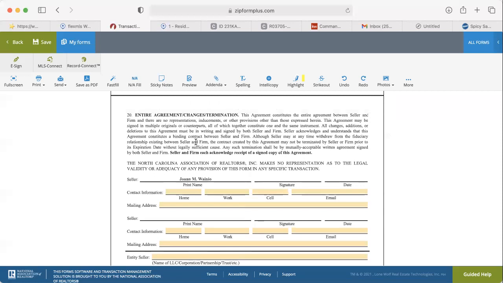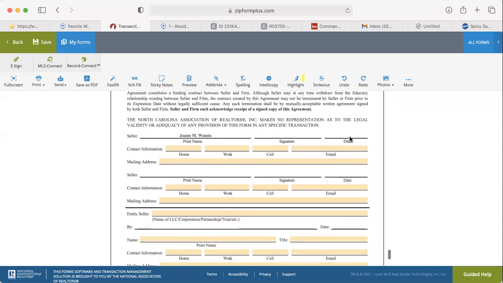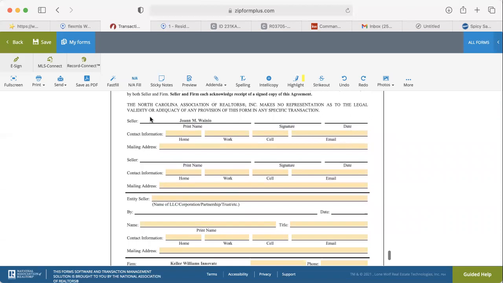And then number 20 says, this is our entire agreement, and any changes or termination will be done in writing. And there's a form for that. And then the seller's name would appear here. They would sign here and date it. You would fill in their contact information and their address.